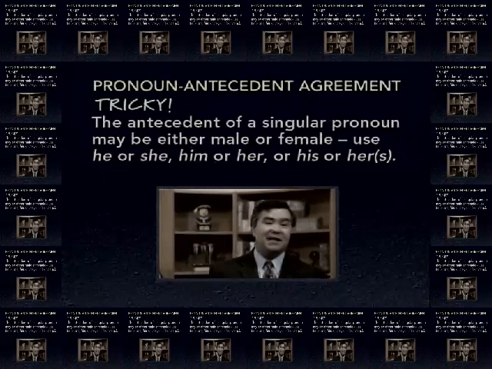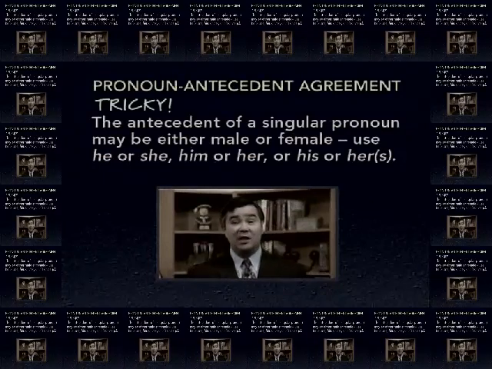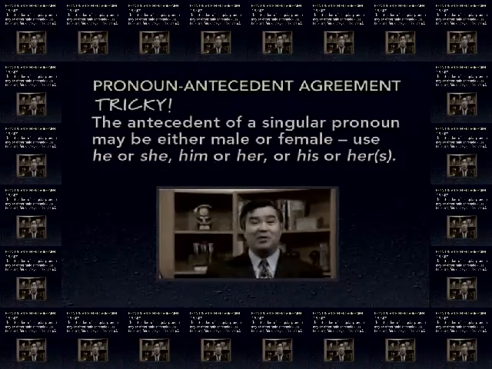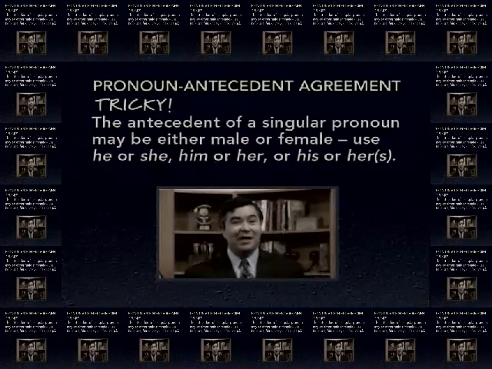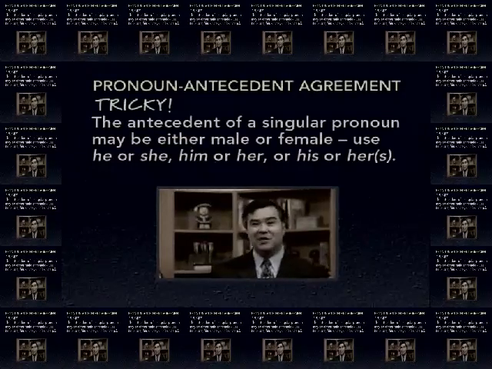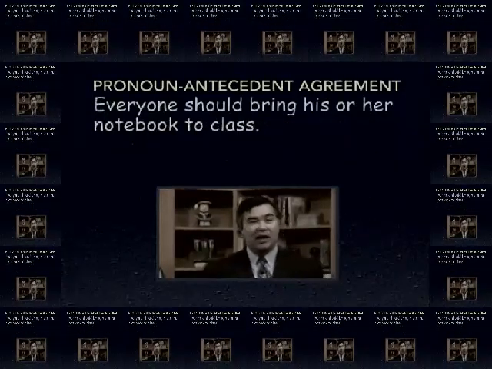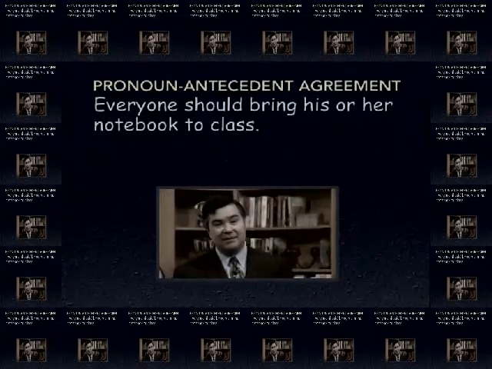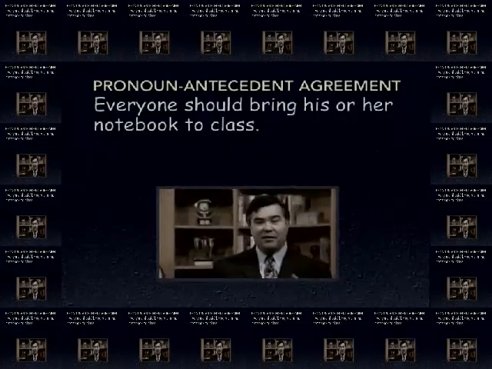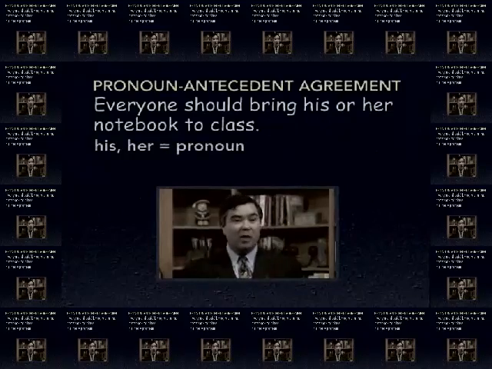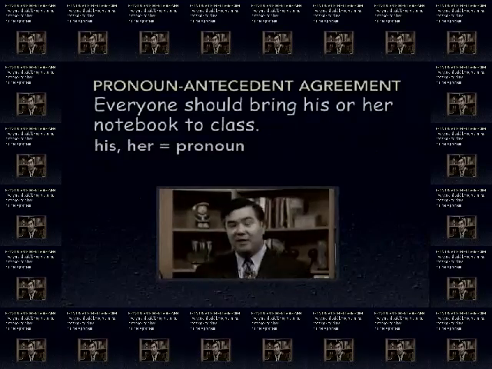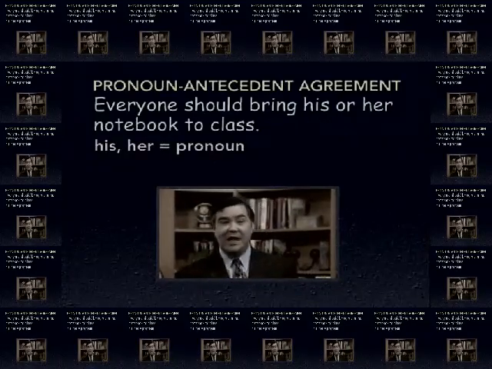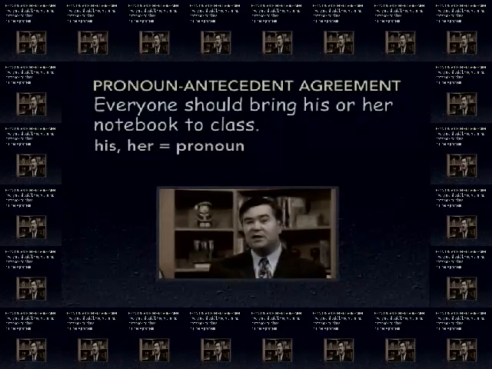But sometimes the antecedent may be of uncertain gender, and I don't just mean someone who looks strange walking down the street. What I'm talking about is a sentence like this one. Everyone should bring his or her notebook to class. Now here we have the phrase his or her. Both masculine and feminine pronouns are being used here, and that's correct for a specific reason.